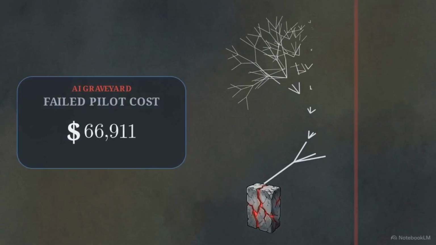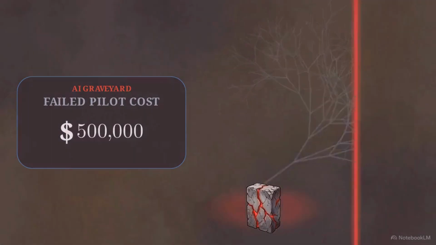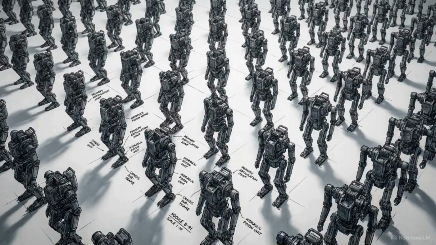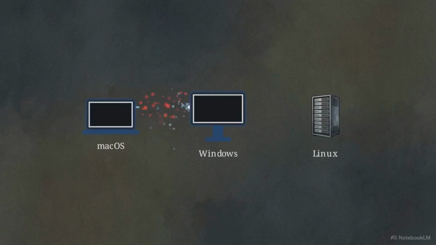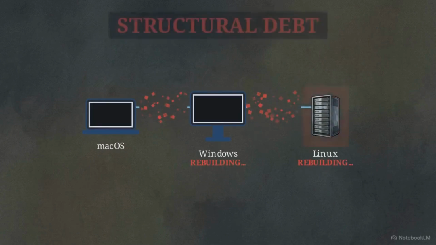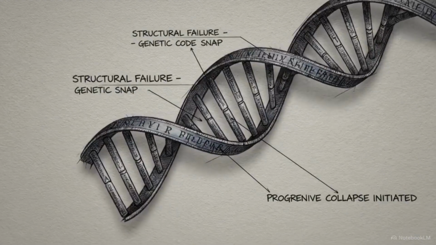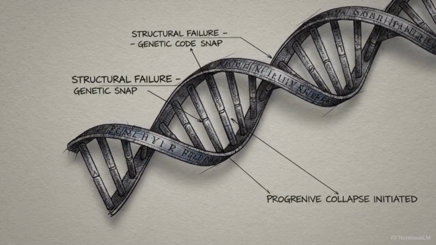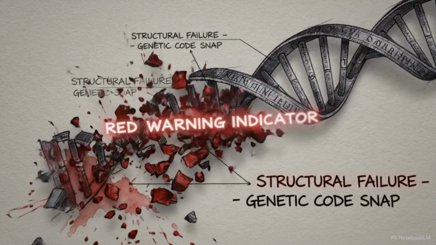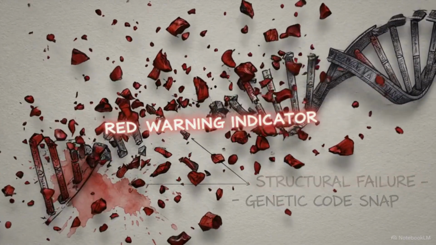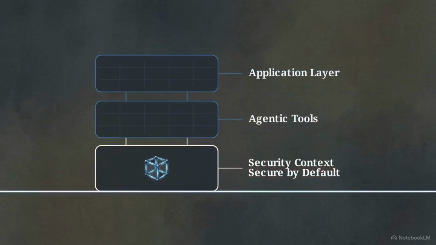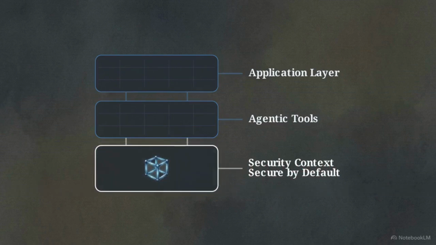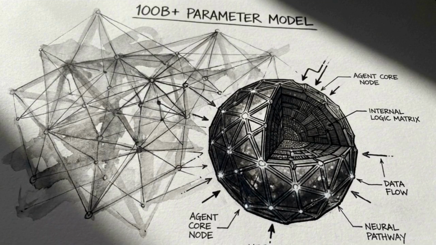This architecture contributes to the AI graveyard, where failed projects waste over $500,000 in development costs. These costs accumulate because the agents cannot scale. Every time you move between operating systems, the agent must be completely rebuilt and retrained. By prioritizing pilot speed over structural security, engineers are hard-coding compute debt and vulnerability into the system's DNA. Solving this requires redefining the architecture within the first 24 hours of deployment, rather than seeking out larger models.